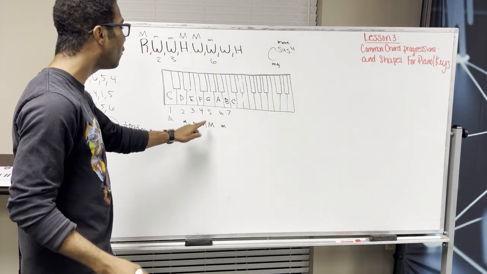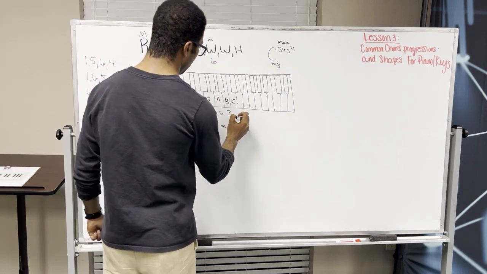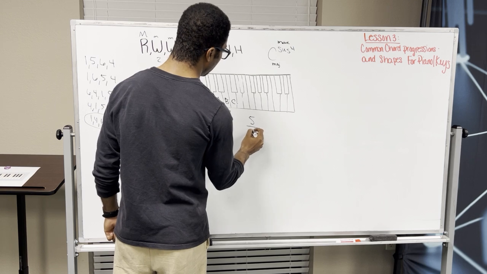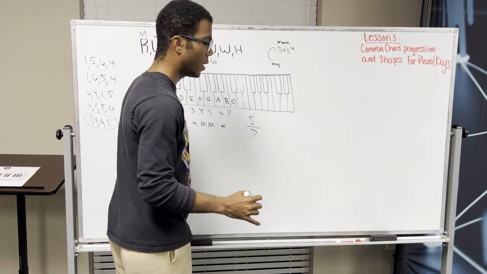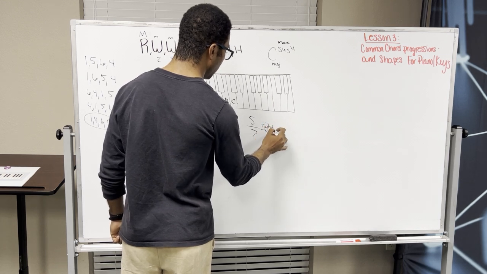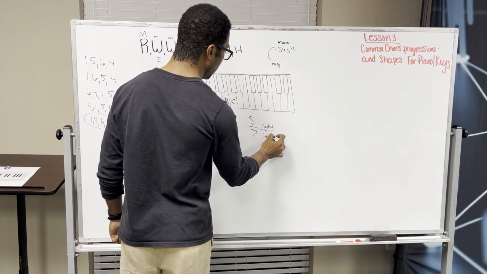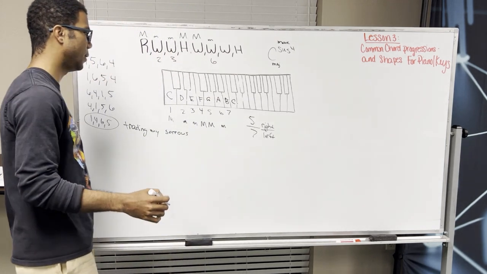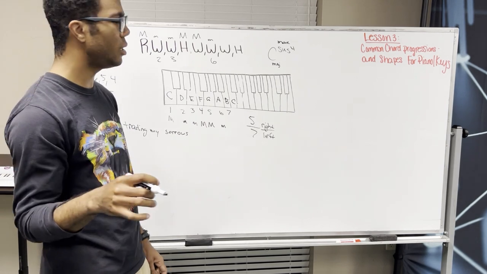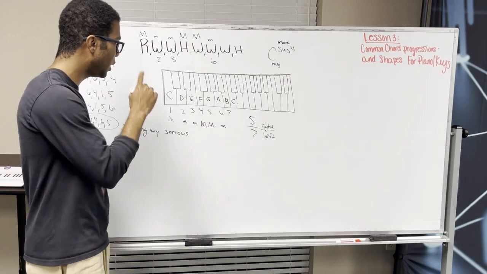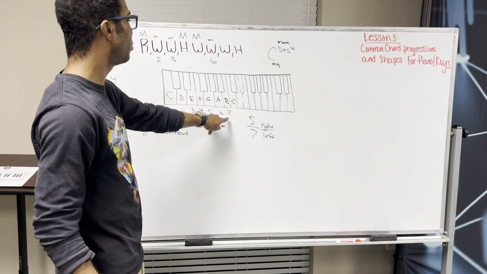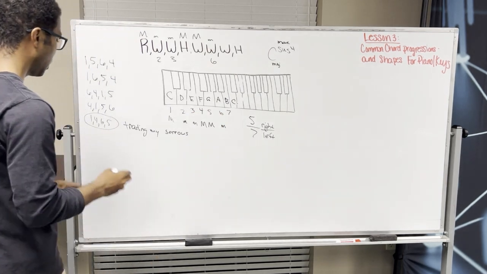over 7. 5 over 7. 5 in the right hand, 7 in the left, okay? Text me, call me if you need any clarification as to what that is, but you play the major of the 5 chord, and your bass will play a 7, okay?